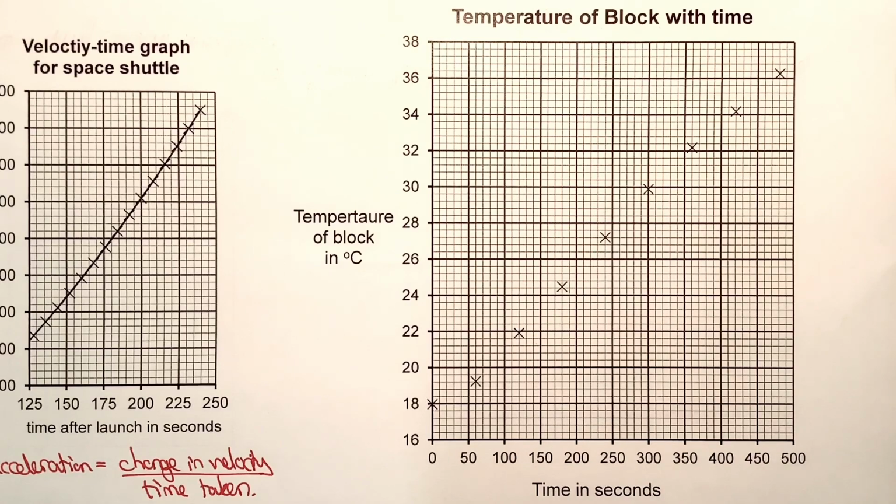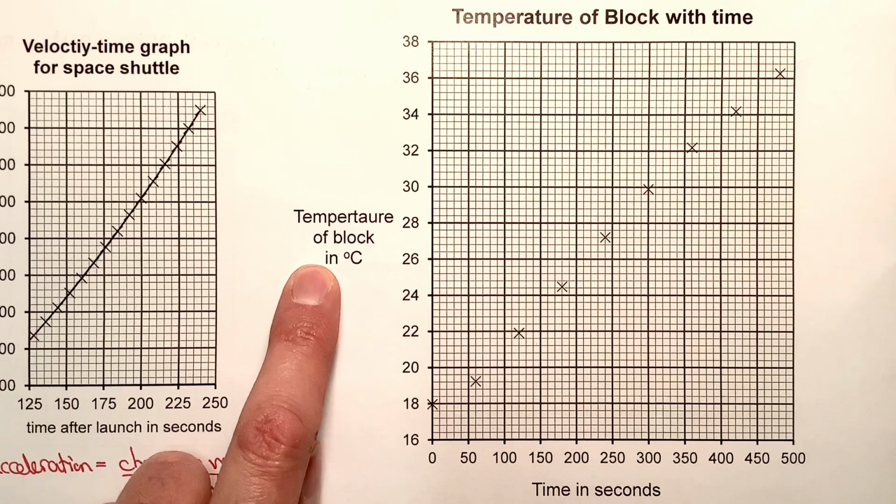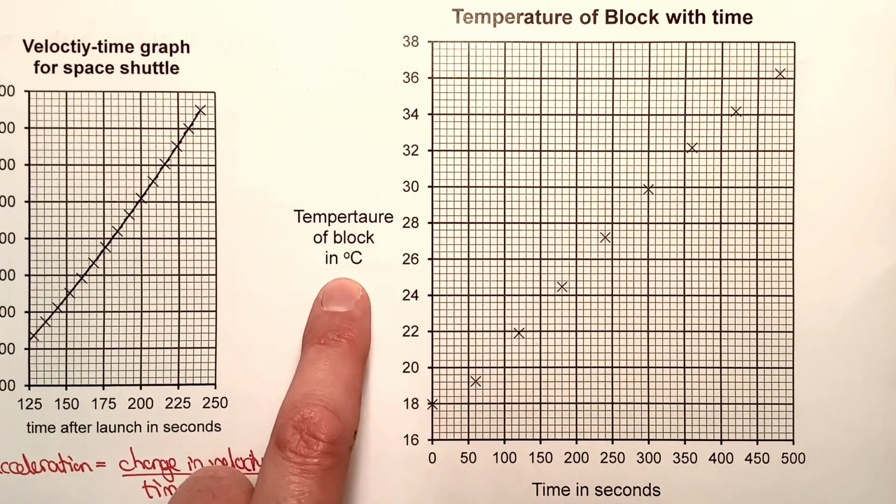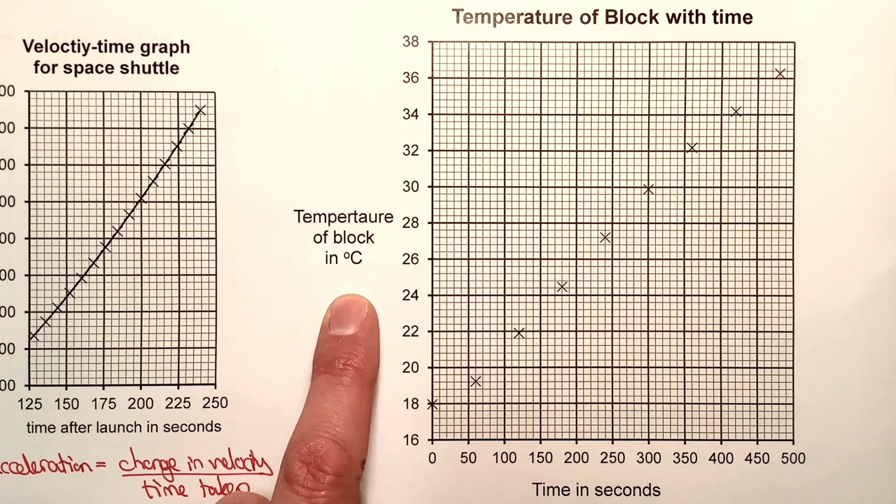In this final example, we've got temperature against time. And so this is going to give us the rate of change of temperature because it's a something time graph, so it gives us the rate of change of temperature. And this could in fact be used to calculate the specific heat capacity.